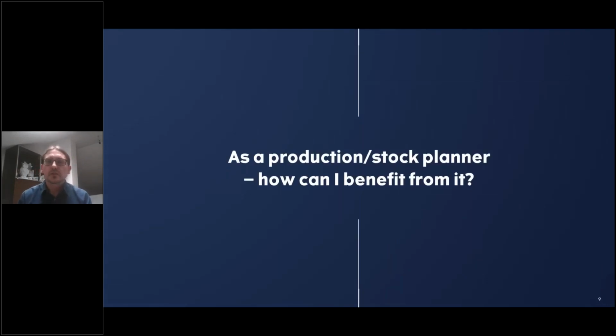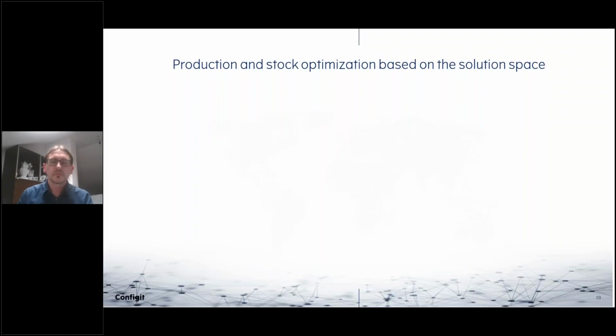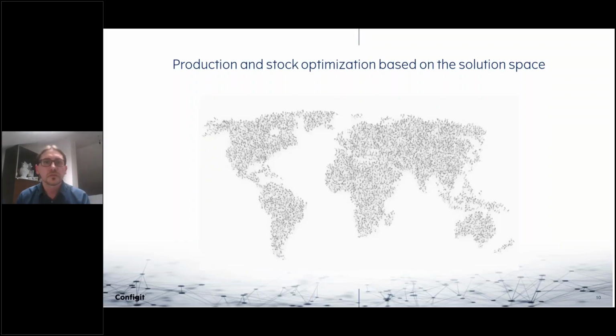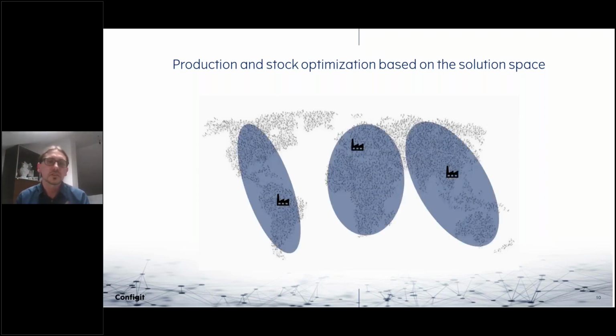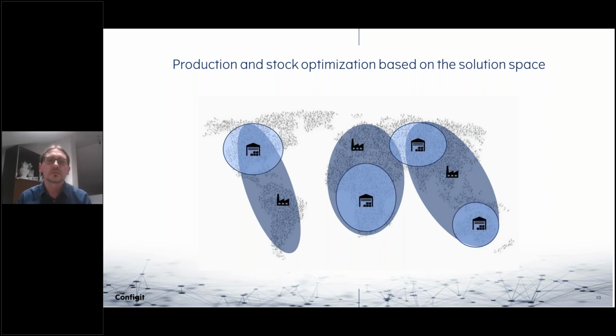Going forward, as a production and stock planner, so having the world where you're offering your products, having some production sites which cover certain regions. So for example, one production site for North and South America, one for Europe and Africa, and one for Asia and Australia. And also having some stocks which cover the areas where the factories are not available.